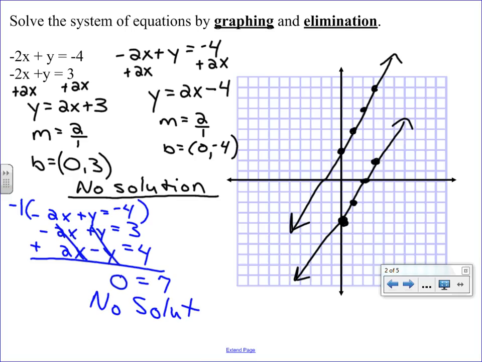So it's a little bit different approach. On the graph, it's very easy to see. You can catch those parallel lines. But when you're working on it algebraically, either by doing substitution or elimination, what's going to happen is your variables are going to completely cancel out, and you're going to be left with something that doesn't make sense. That just means there's no solution.